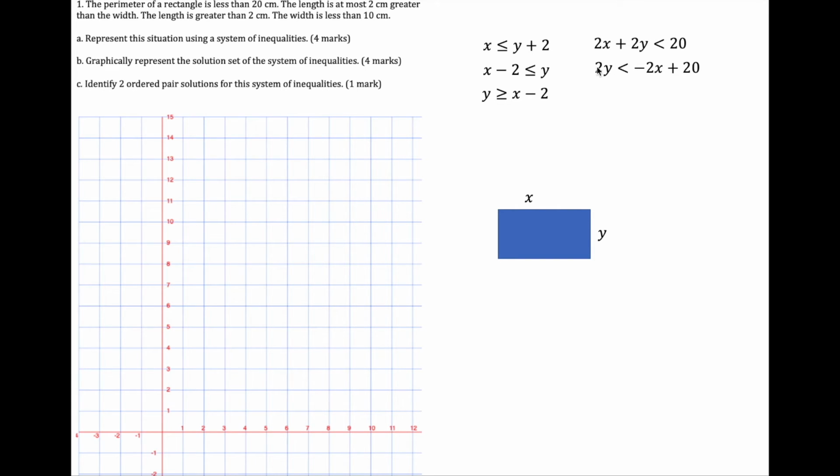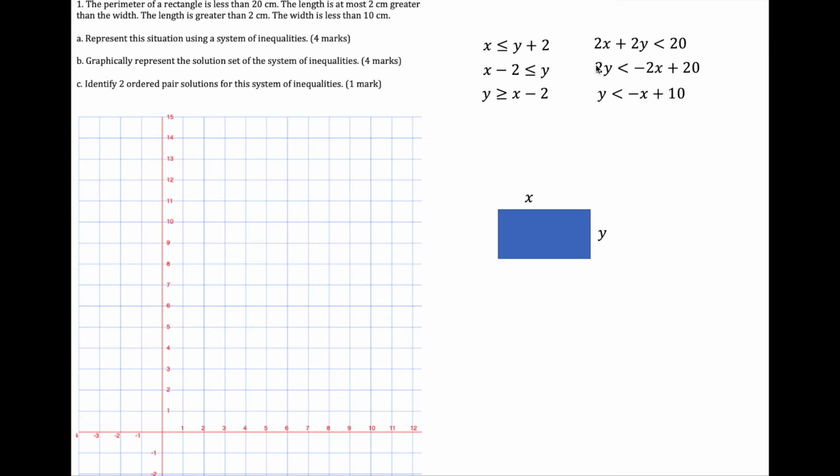Then I want to get rid of this 2. It's multiplying the y, so I'm going to divide both sides by 2. But when I divide the right-hand side by 2, I have to remember to divide every term by 2. So the negative 2x gets divided by 2, and the 20 gets divided by 2, and the 2y gets divided by 2. We end up with y is less than negative x plus 20 divided by 2, 10.